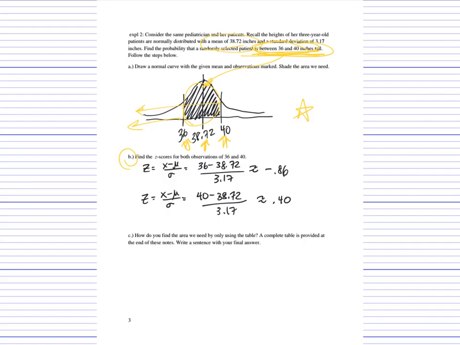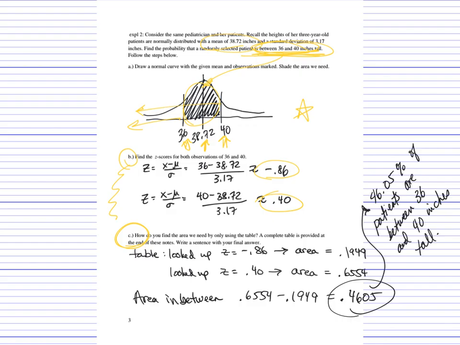To start you off on that road, I've done part B, which was to find the z-scores for both of those observations. Look those up in the table, and then think about what you're going to do to answer the question. Pause me down, meet me back here. All right, here is my work.